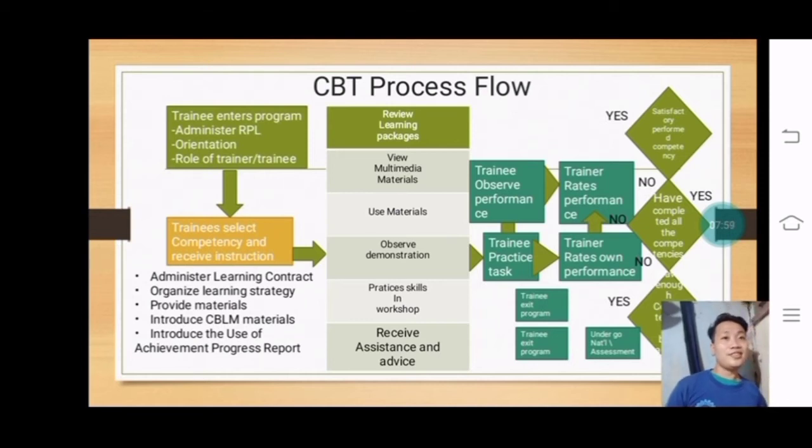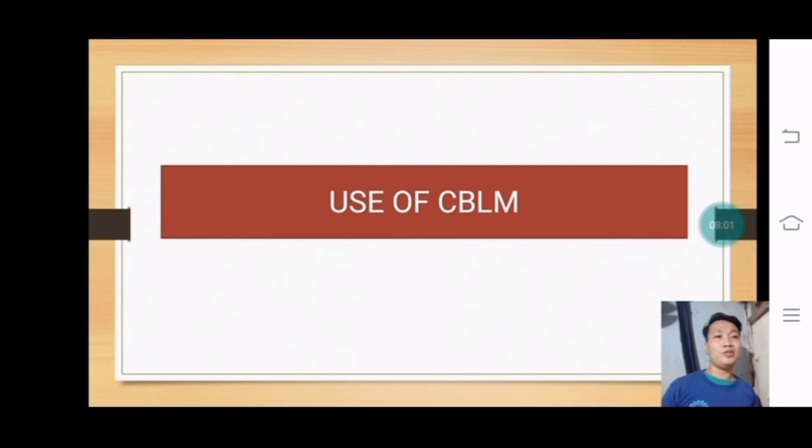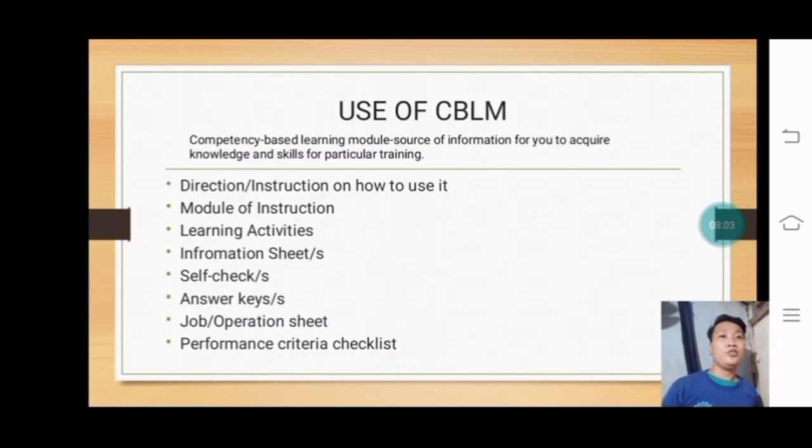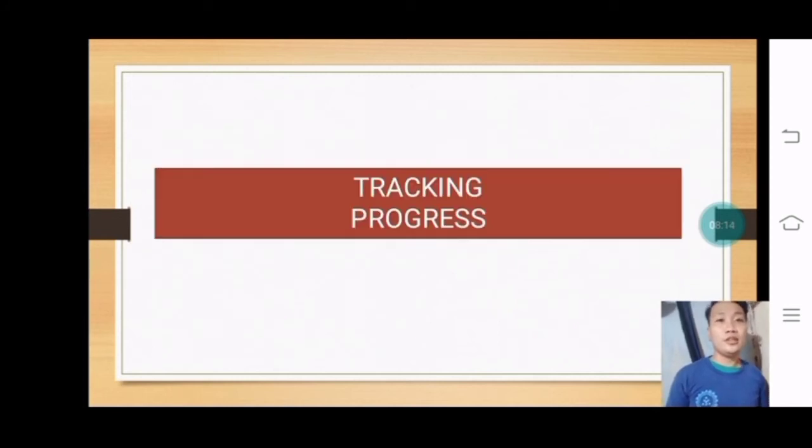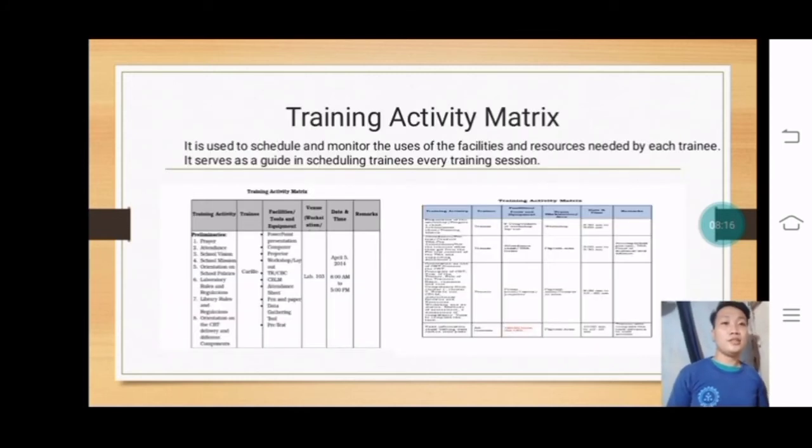Okay. Next. Use of CBLM. Competency-based learning module, a source of information for you to acquire knowledge and skill for a particular training. Tracking progress. Training activity matrix. It is used to schedule and monitor use of facilities and resources needed by each trainee. It serves as a guide to schedule and training by training session.